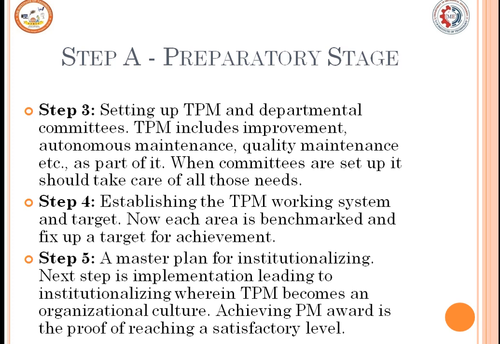Step 3 is to set up the TPM and departmental committees. TPM includes implementing autonomous maintenance and quality maintenance. Where committees are set up, they should take care of all those needs. Then establishing TPM working system and target. Master plan for institutionalizing. Next step is implementation leading to institutionalizing, wherein TPM becomes an organization culture. Achieving the production management award is the proof of reaching a satisfactory level.